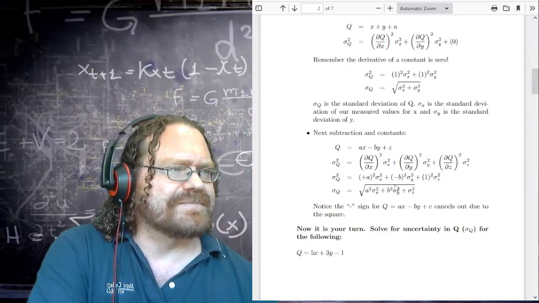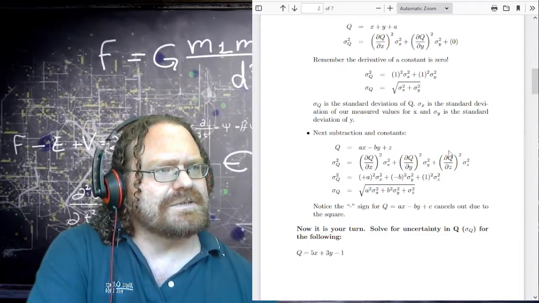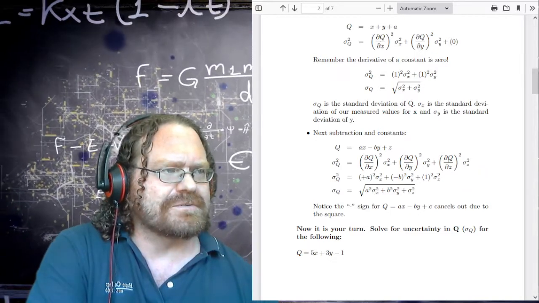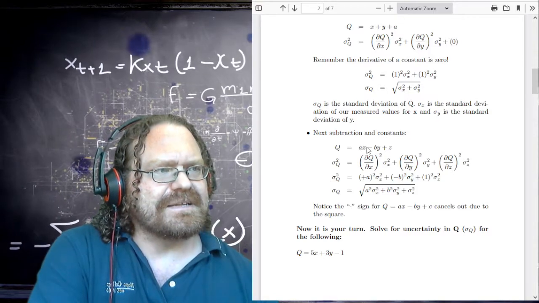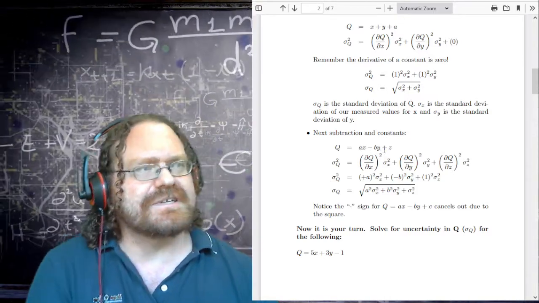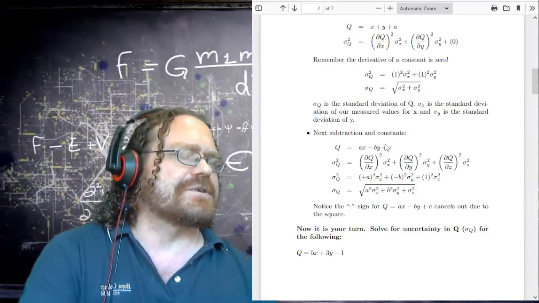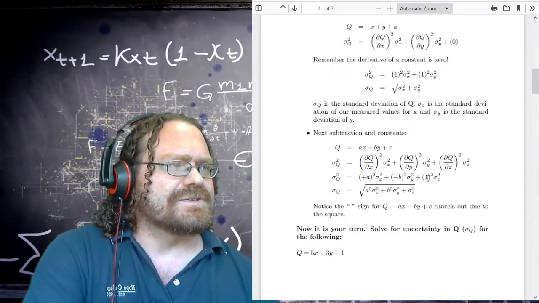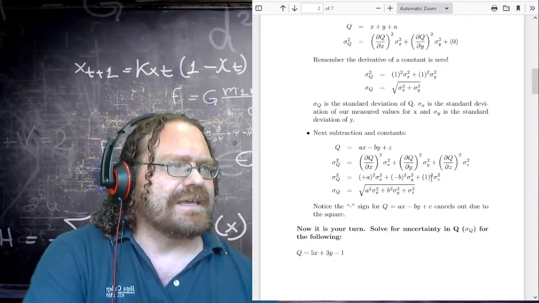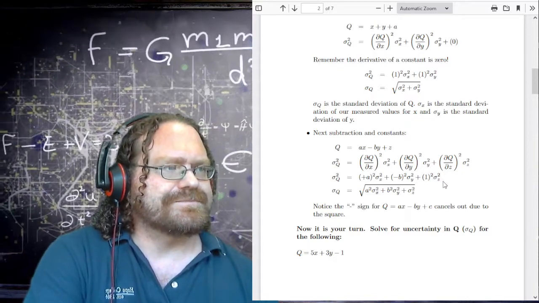Okay, now let's look at the expression one more time and take the partial derivative with respect to z. We look at the first term, and there's no z in there, so that's 0. The second term, there's no z in there, so that goes to 0. And now the third term, there's just a z, and so that goes to 1. And so I put a 1 right there, and it's squared times sigma z squared.